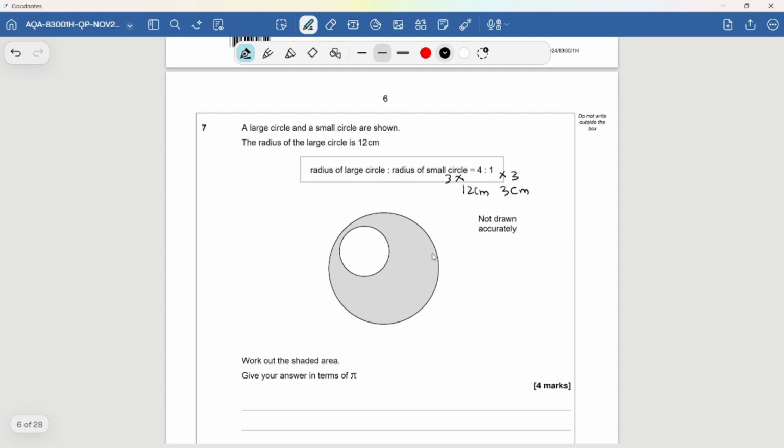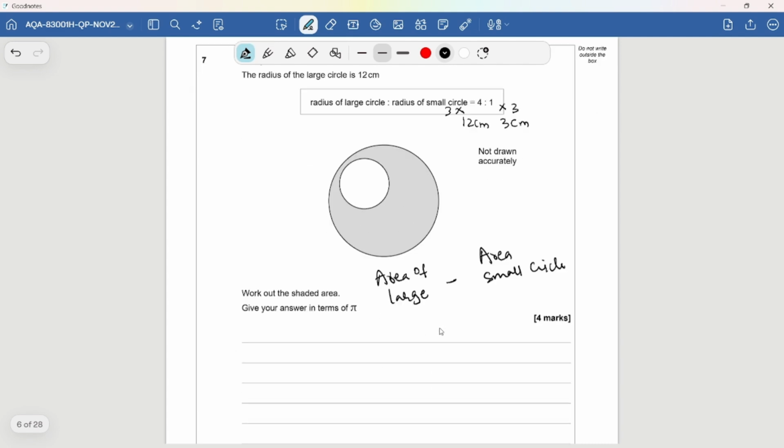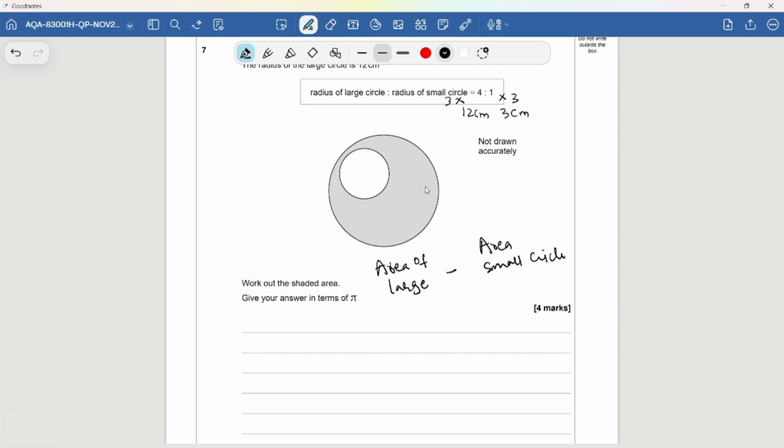Shaded area is the area of this large circle. From that, you need to take away the area of the small circle to give you the remaining shaded area. So we have to figure out the area of the large circle. From that, you need to take away the area of the small circle to get the shaded area only. So how do you find the area of the large circle?